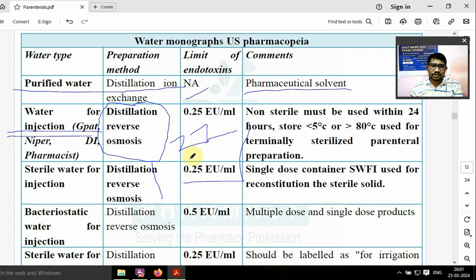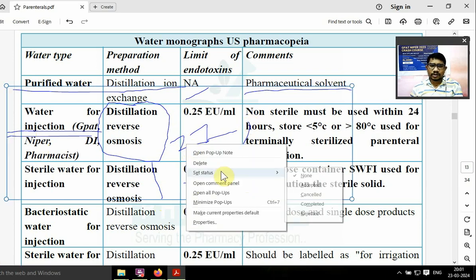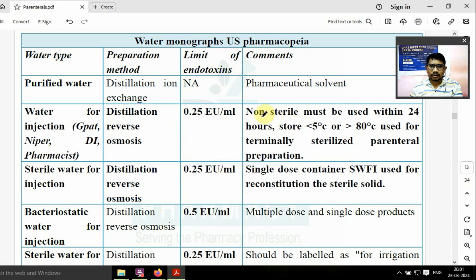Water for injection need not be sterile, but not non-sterile either. It must be used within 24 hours. It is stored in a temperature range, and there is a question on this too. Water for injection is not to be stored for more than 24 hours, but it should be stored at less than 5 degrees Celsius or more than 80 degrees Celsius.